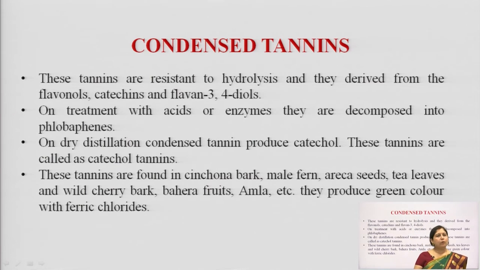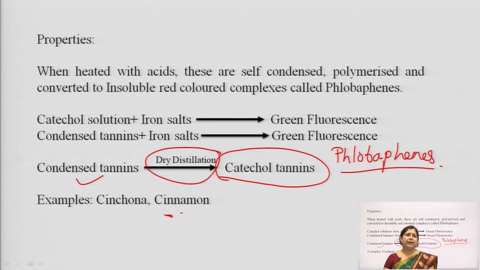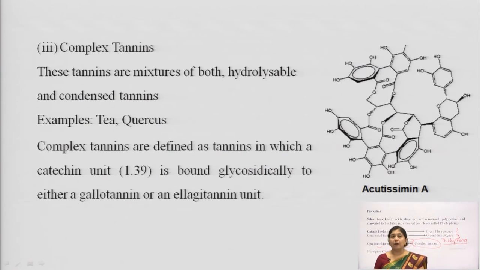These tannins are found in cinchona bark, male fern, areca seeds, tea leaves and wild cherry bark, even baheda fruits as well as amla. They produce green color with the ferric chloride solution. Okay, so, earlier we have seen blue fluorescence in case of hydrolyzable tannins. Here we find the green fluorescence. When heated with acids, they self condense, polymerize and are converted to insoluble red colored compounds, that is the phlobaphenes. With iron salts, they give the green fluorescence, and examples are cinchona and cinnamon.